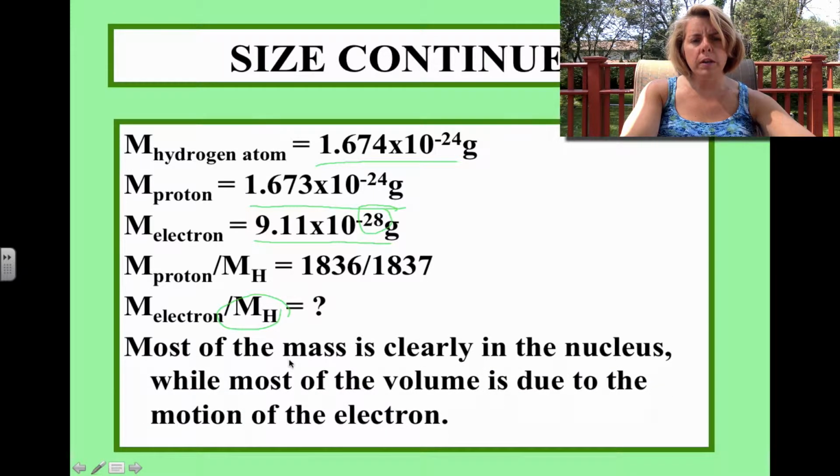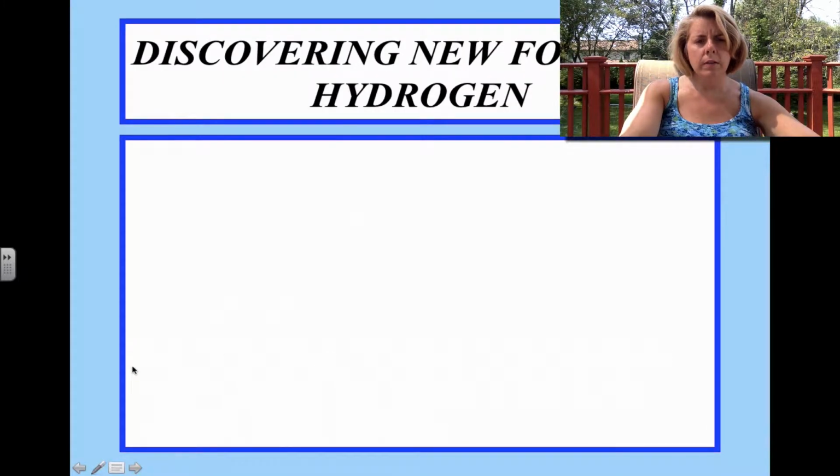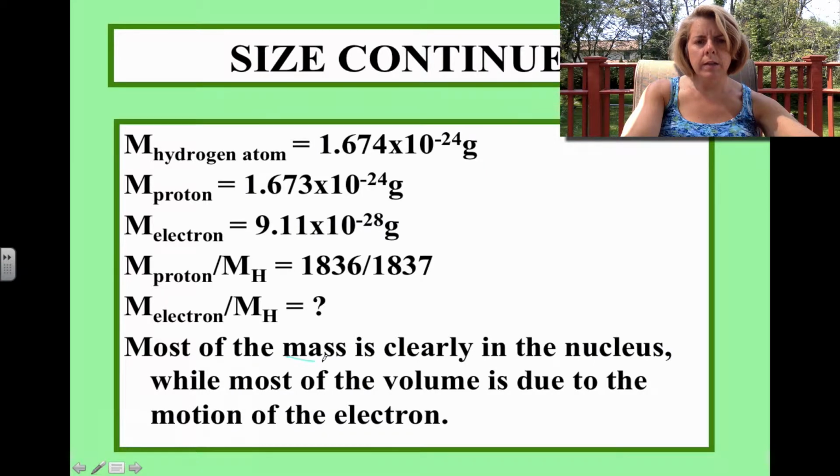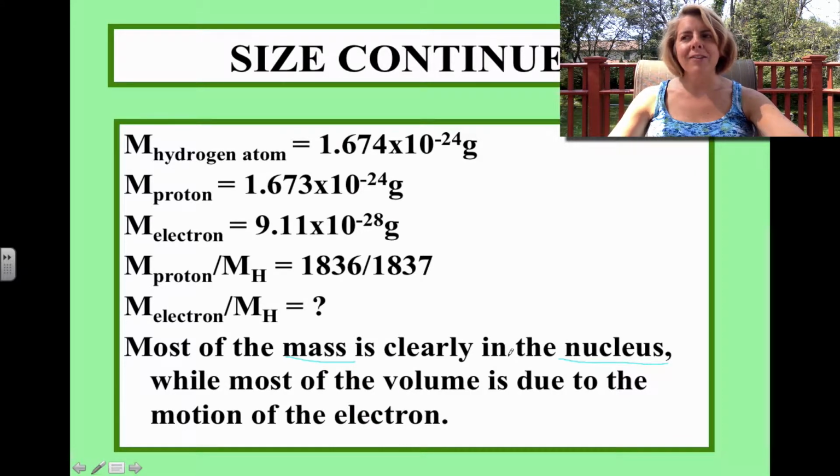So if you look, most of the mass is primarily in the nucleus. But the interesting thing is a lot of the action occurs with the electron. And you're going to find when we talk about bonding, we're going to sometimes just ignore the nucleus and just pay attention to the electrons. But when we're looking at the elements and the way we arrange them, we're really arranging them according to the number of protons within the nucleus.